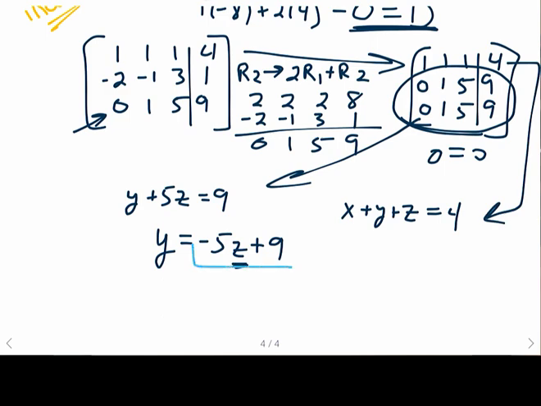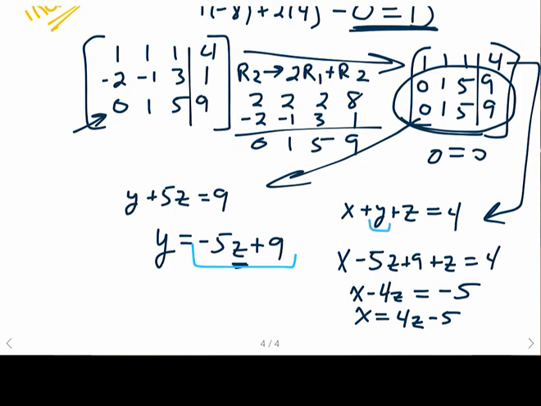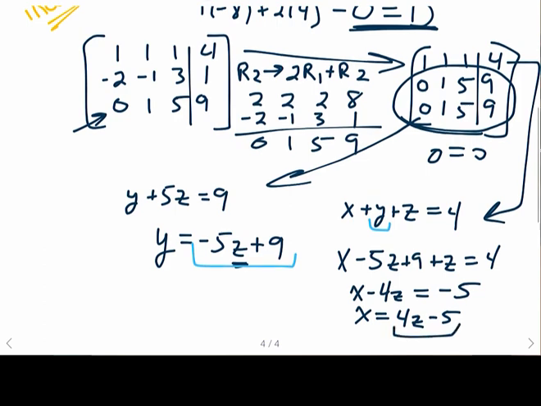Because y is negative 5z plus 9, I'm going to make that substitution. I have x plus negative 5z plus 9 plus z is equal to 4. I'm going to collect like terms and isolate x. And when I do that, I have x is equal to 4z minus 5. And so I have x in terms of z.